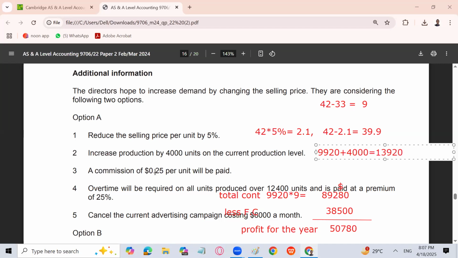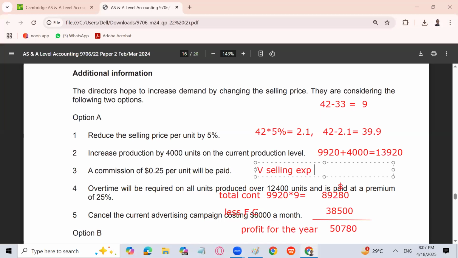Now, a commission of 0.25 per unit will be paid. We have to pay a commission of 0.25. That is known as variable selling expense. It is not fixed. It is variable. Why? Because it increases and decreases with the change in the units. If you are selling more units, commission will increase.